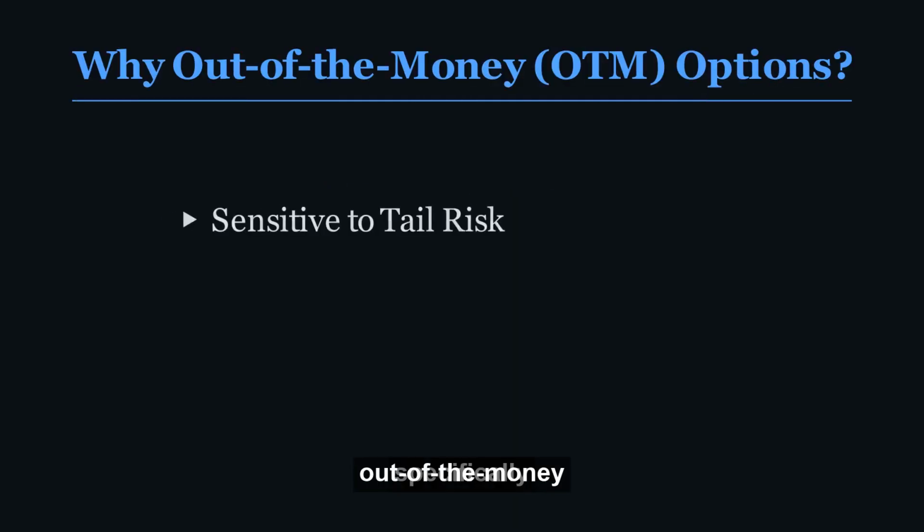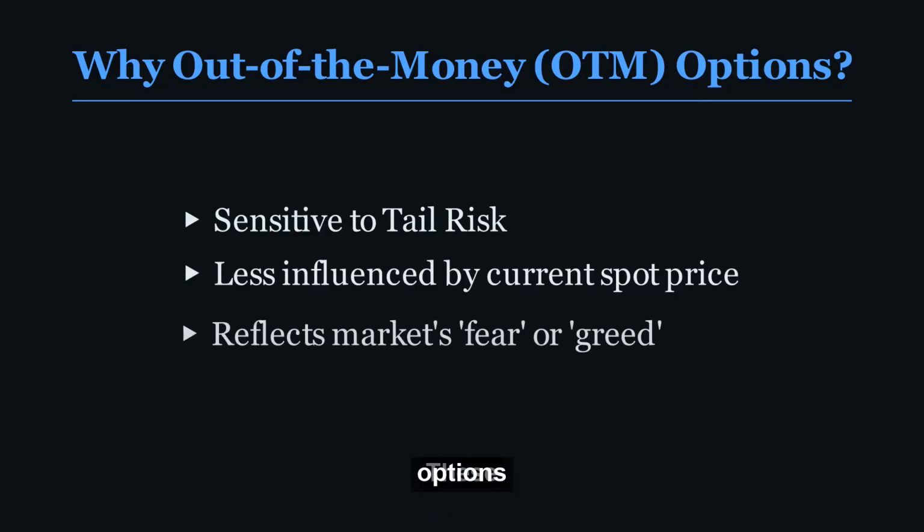Why specifically out-of-the-money options? These options are particularly sensitive to extreme price movements, often referred to as tail risks. They offer a clearer signal about the market's perception of potential large swings in the underlying asset's price, without being heavily influenced by the current spot price like at-the-money options. By focusing on OTM options, the VIX captures the market's fear or greed regarding significant deviations from the current price, providing a robust measure of expected volatility.